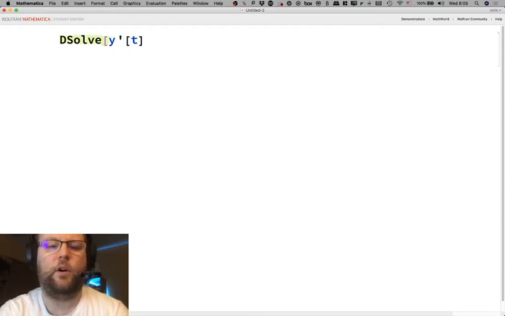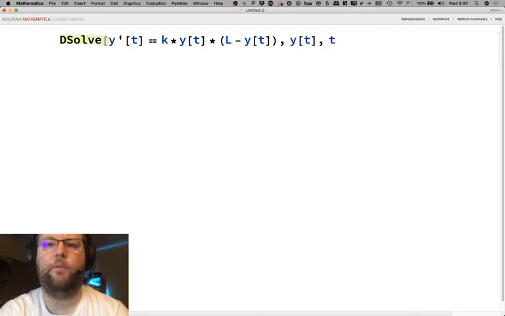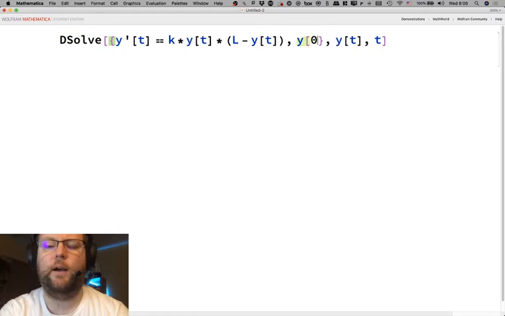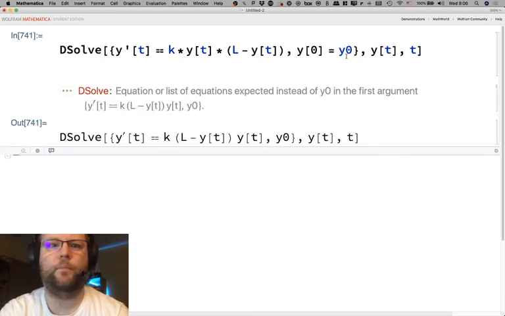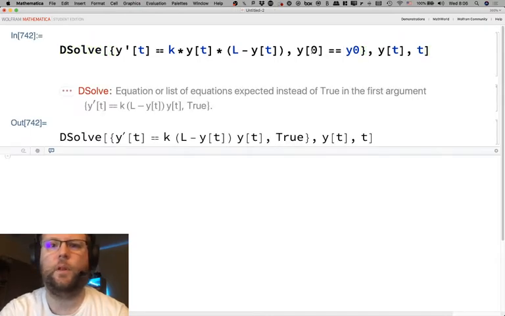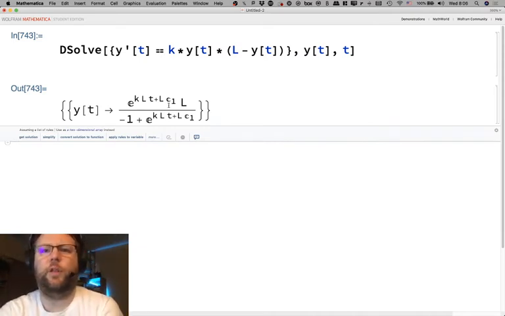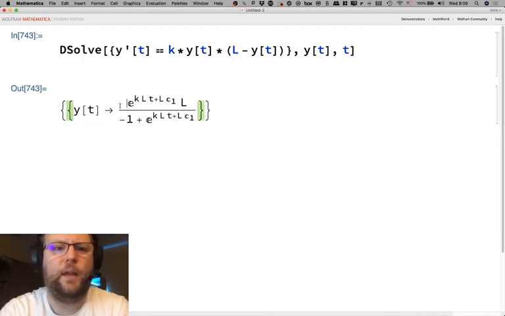But the solution to it, we can get by saying this. Our differential equation is y prime of t equals k times y of t times (L minus y of t). The function that we're interested in is y of t, and the variable on which it depends is t. Now, I should really add one other thing, which is an initial condition that y of 0 is, let's call that y naught, for just the initial number. Oops, and I need a double equals there. Okay, here we go. So the solution there that we get is this thing.